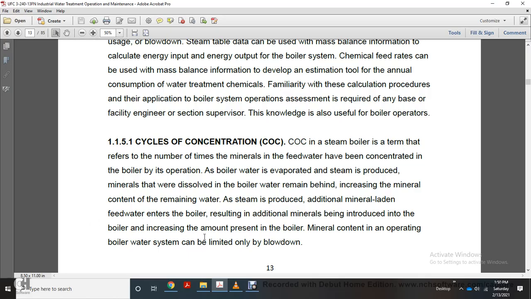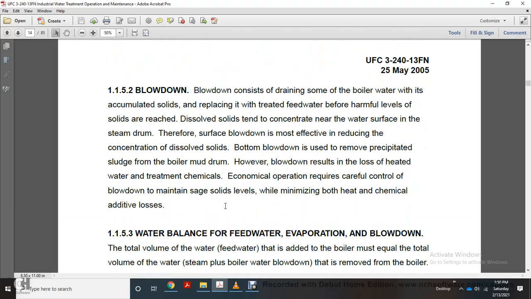Mineral content in boiler water can be limited only by blowdown, and COC stands for cycles of concentration. Blowdown. Blowdown consists of draining some of the boiler water with its accumulated solids, and replacing it with treated feed water before full levels of sodium are reached. Dissolved solids tend to concentrate near the water surface of the steam drum, and therefore surface blowdown is most effective at reducing the concentration of dissolved solids.